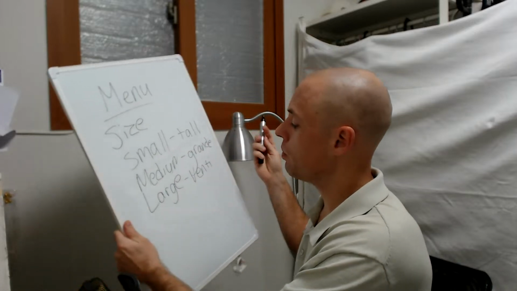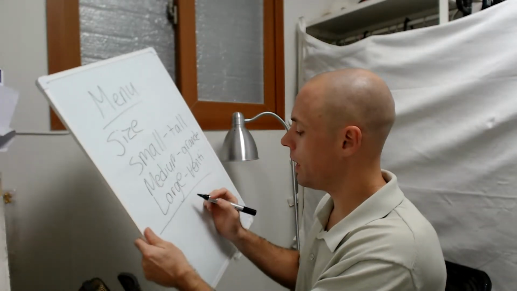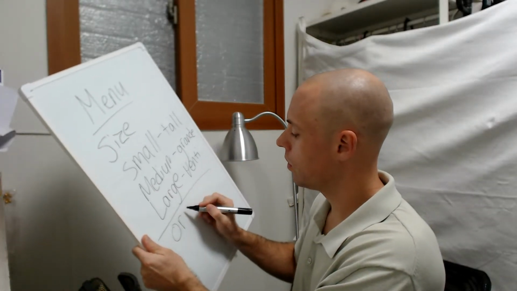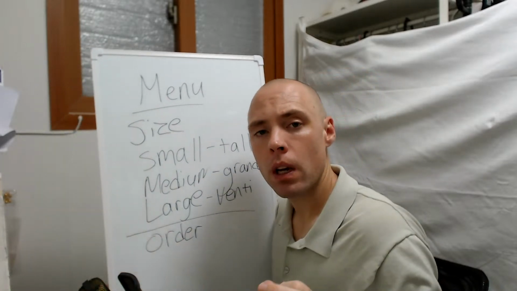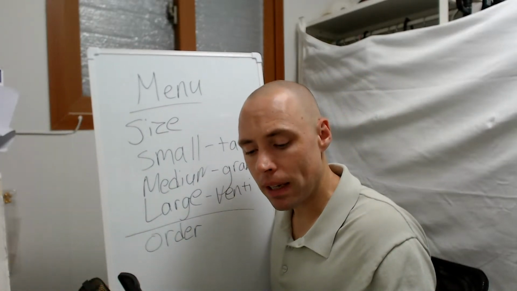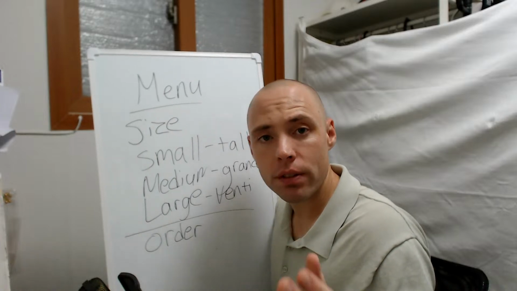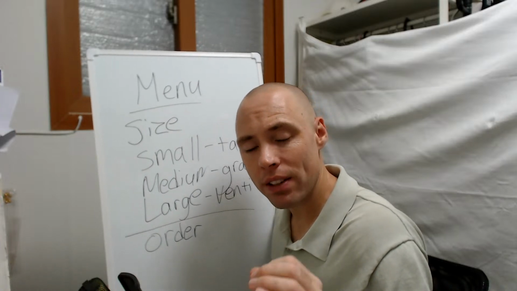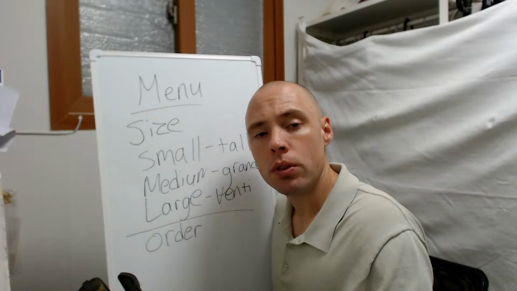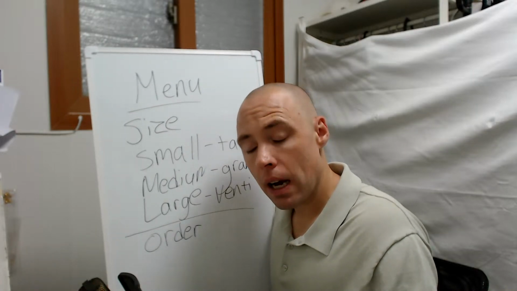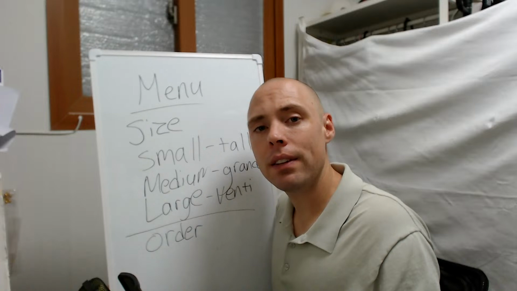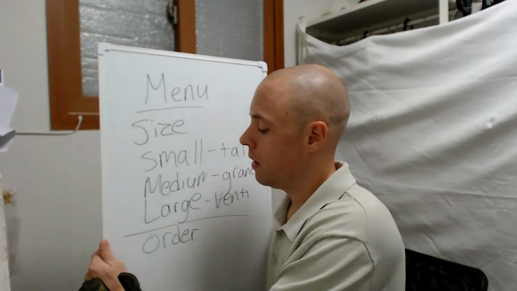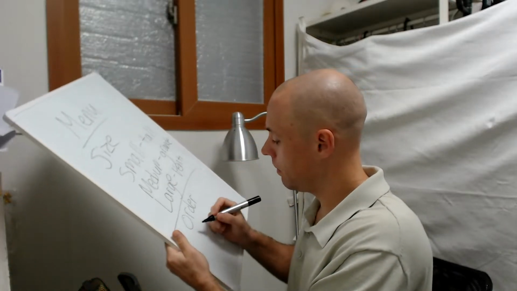So we have these words. The next word that we need to know is the word order. This is the word that means I want this food, I want this menu item. So a barista would often say, "Can I take your order?" Let's put that one down.